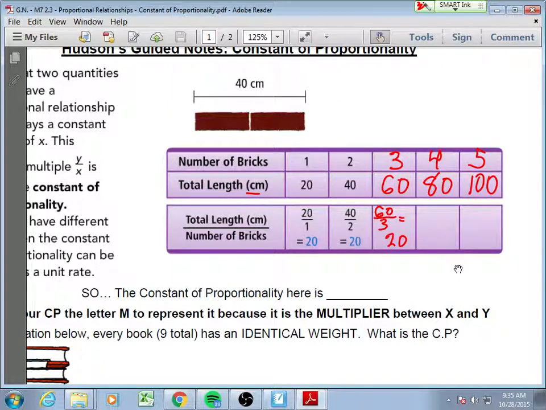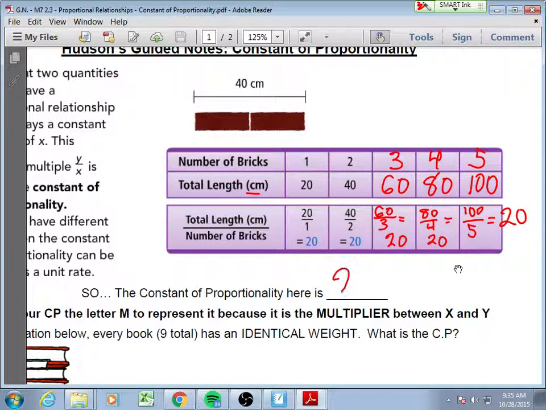Layla, what's the ratio for 4 bricks? 80 over 4. And then that ends up reducing to 20. Abby, I did 100 over 5. 100 over 5, what's that reduced to? 20. So, the constant of proportionality for this situation is 20.